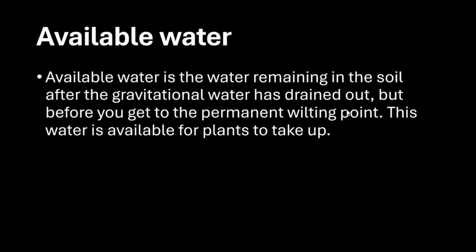Available water. Available water is the water remaining in the soil after the gravitational water has drained out under gravity, but before you get to the permanent wilting point. This water is available for plants to take up.